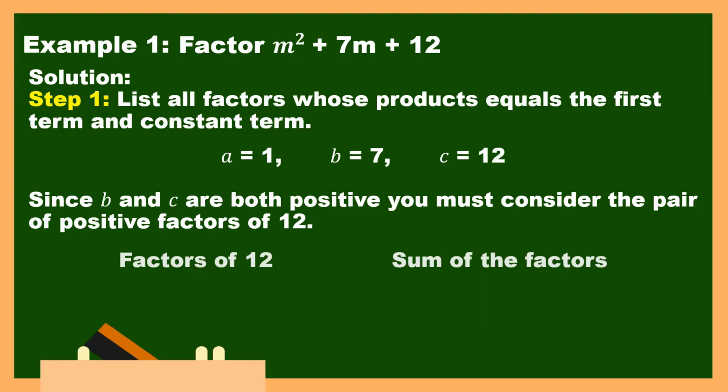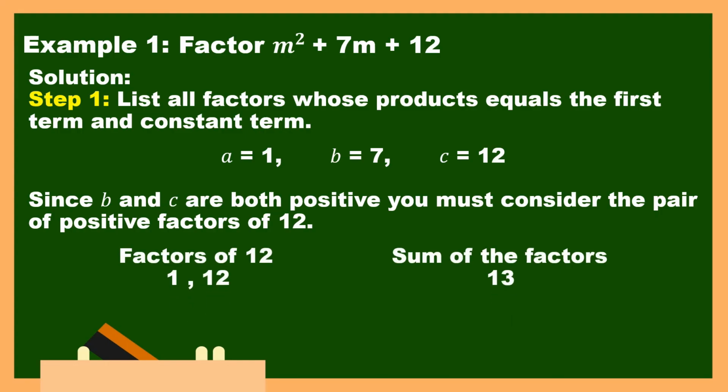Ang factors ni 12 ay una, 1 times 12. Another is 2 and 6 kasi nga 2 times 6 equals 12. And 3 and 4. 3 times 4 equals 12. Ngayon naman, kukunin natin ang sum ng bawat factors. Ang ating unang factors ay 1 and 12 at ang kanyang sum ay 13. Ang pangalawa nating factors ay 2 and 6 and ang kanyang sum ay 8. Ang pangatlo nating factor ay 3 and 4 at ang kanya namang sum ay 7.